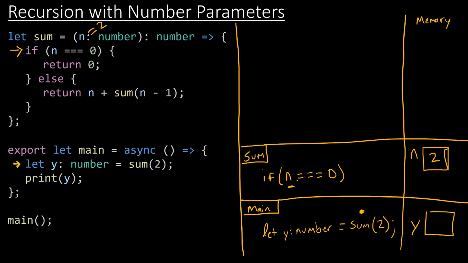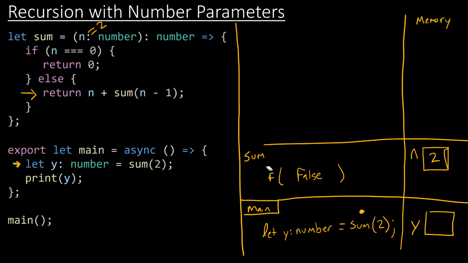Well, first it needs to look up what is n. For the purposes of this function call, n is 2, so it's going to substitute 2 here. Then we're going to ask, is 2 equal to 0? That expression is going to resolve to false. Now, when an if statement resolves to false, what do we do? Well, let's go look at our code again. And our code is not going to go into the then block. We're going to skip over that. We're going to go to the else block.